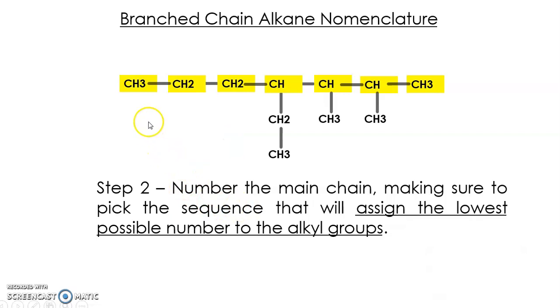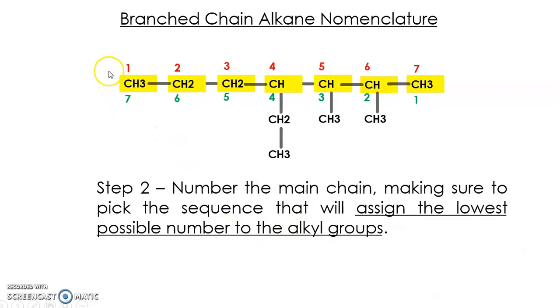Okay, we can start counting the number of carbons from this side of the chain or from this side of the chain. So if I start from this side, we already know that it's going to have 7, but this is going to be carbon number 1, carbon number 2, carbon number 3, 4, 5, 6, and 7. Now, what happens if I actually start counting from this side over here? This is going to be carbon number 1, carbon number 2, 3, 4, 5, 6, 7. So what does it mean to assign the lowest possible number to alkyl groups?